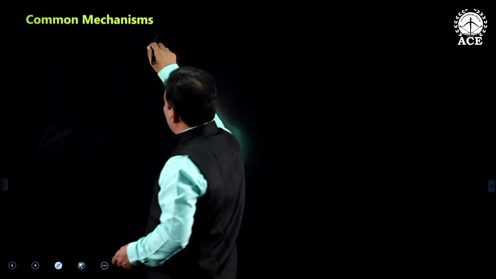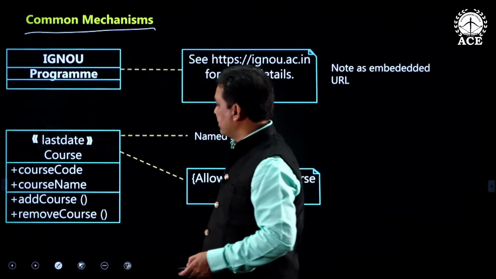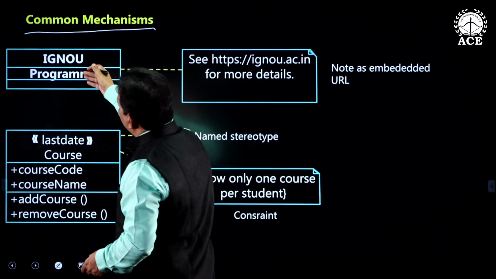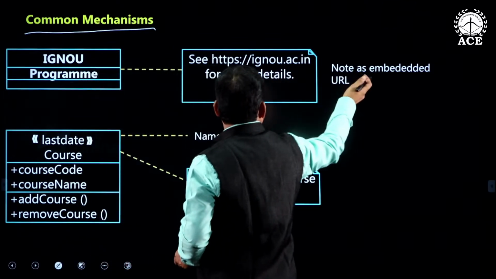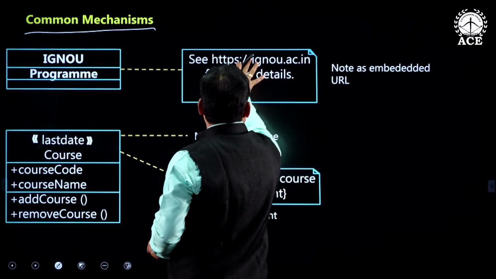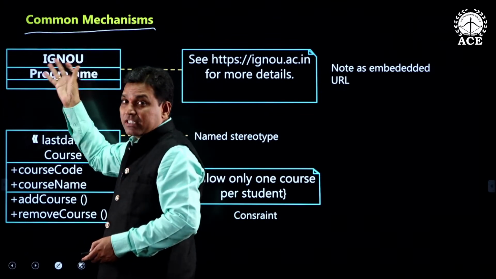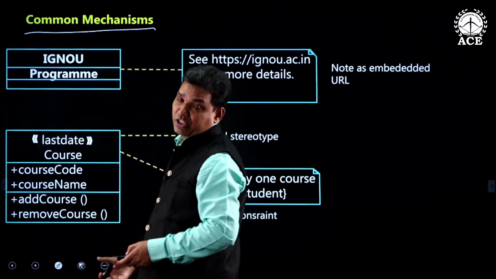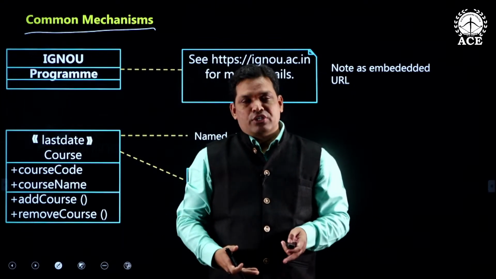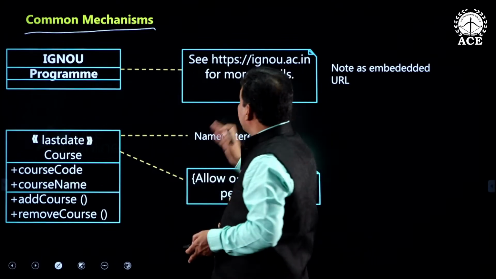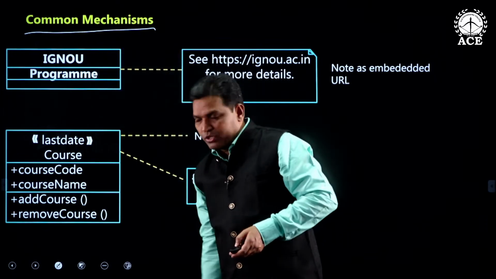And common mechanisms. As a designer, while designing a software system, you can use some common methods. Here IGNOU is the class name, with attributes and operations. This is a note. A note is nothing but a description, describing this particular class and giving more details about it. Who needs the details about individual elements of UML? Other designers and other stakeholders. If they want to understand your model better, they can do so with the help of this note. That is the purpose.